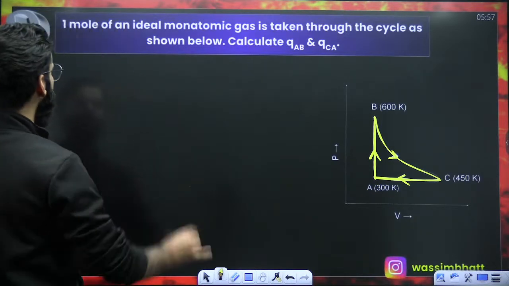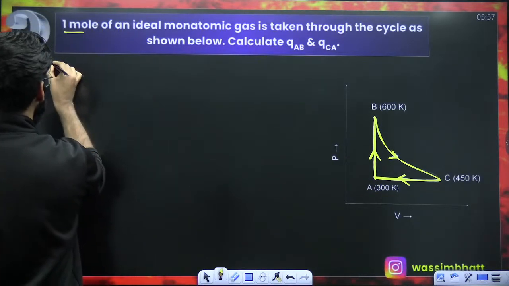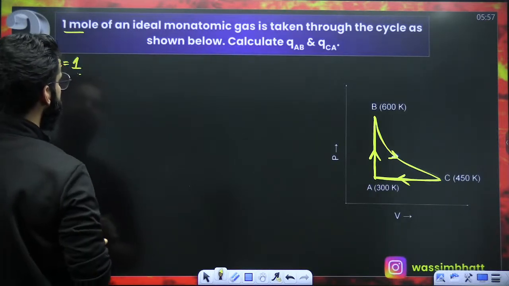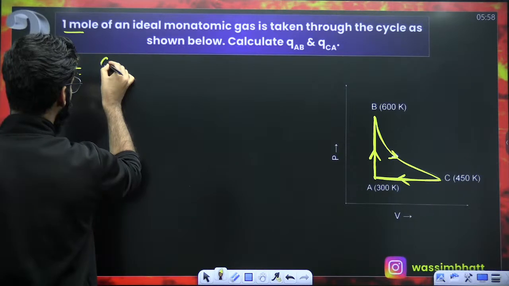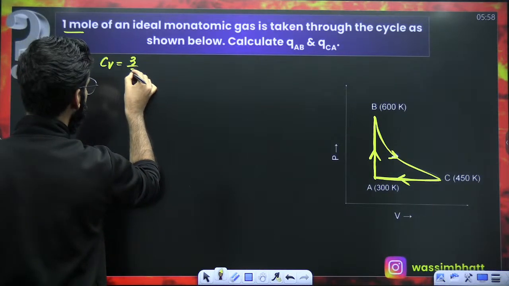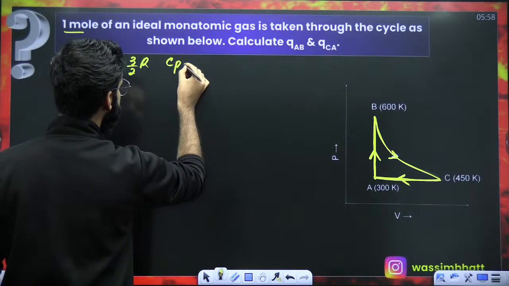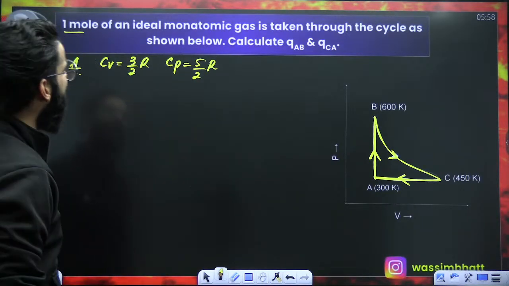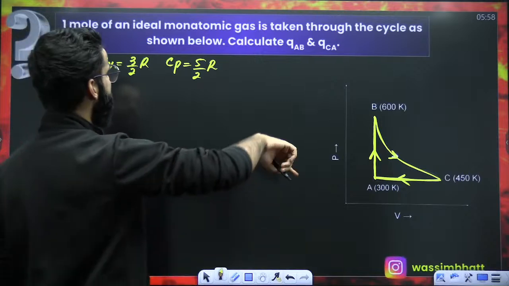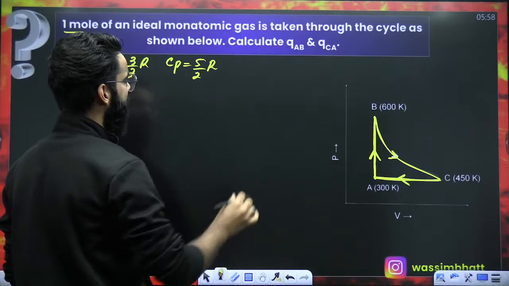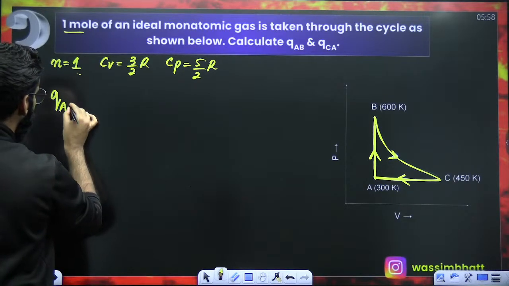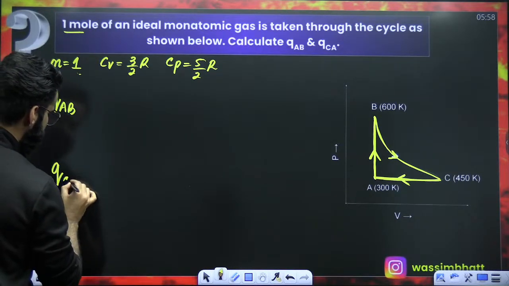Number two, as far as the question is concerned, we have 1 mole of ideal gas, which is monoatomic in nature. If the gas is monoatomic, its CV value has to be 3/2R. Its CP value has to be 5/2R. Now, as per the question, 1 mole of the ideal monoatomic gas is taken through the cycle shown below. Calculate QAB and calculate QCA. So we have to calculate QAB and then we have to calculate QCA.